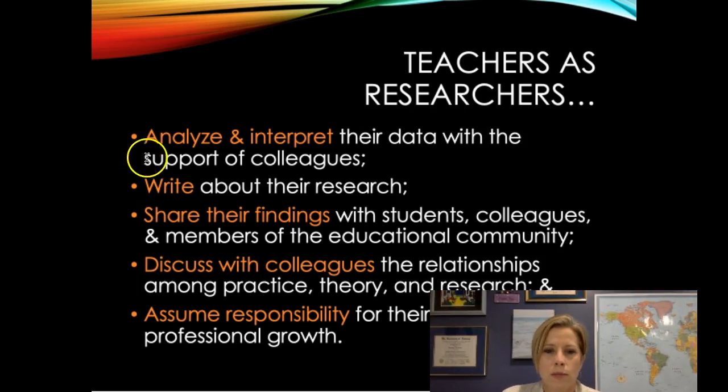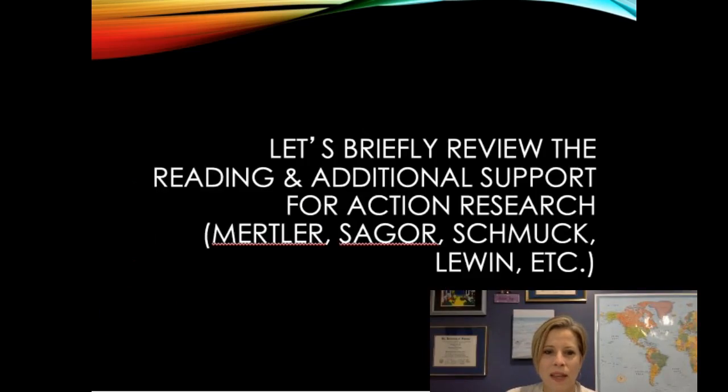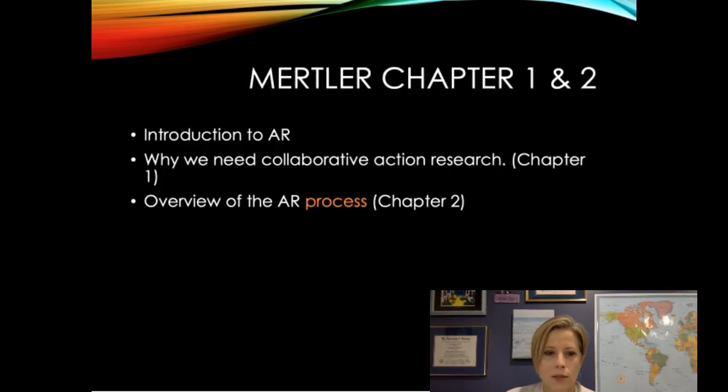We are going to be analyzing and interpreting data with the support of each other and our colleagues back in our schools. We're going to be writing about it, sharing findings. We've talked about a lot of this last week and in the previous slides, so I'll keep moving on. Let's briefly review some of the additional pieces just to support what Mertler talked about in chapters 1 and 2, and there's a few other researchers that I've used in the class that I just want to touch on for additional background information.